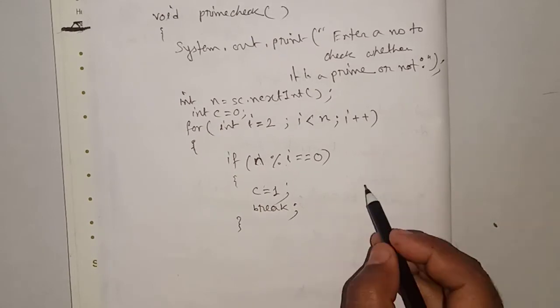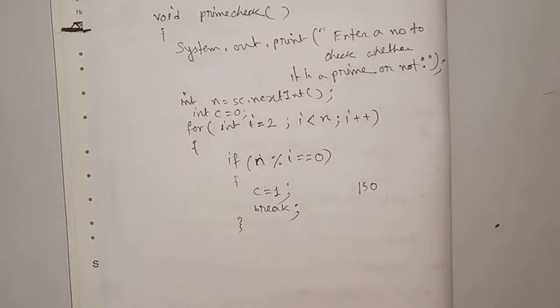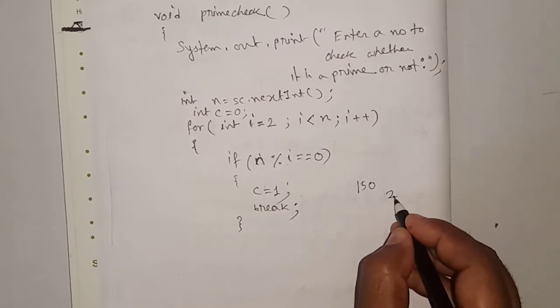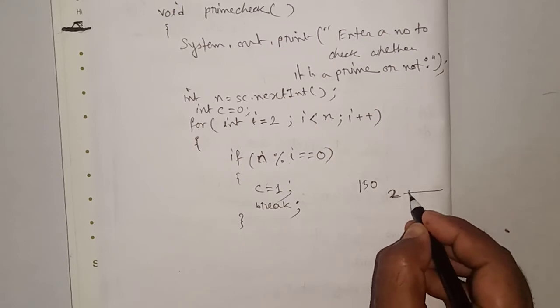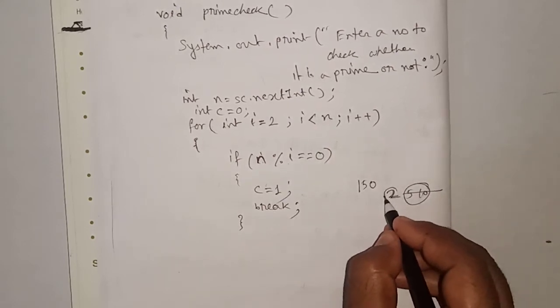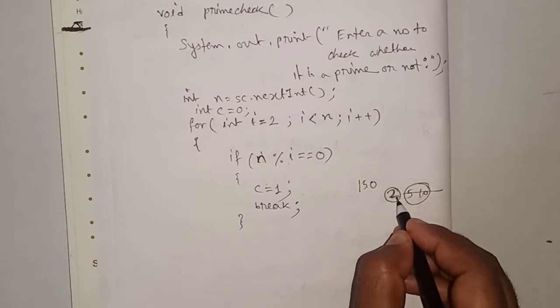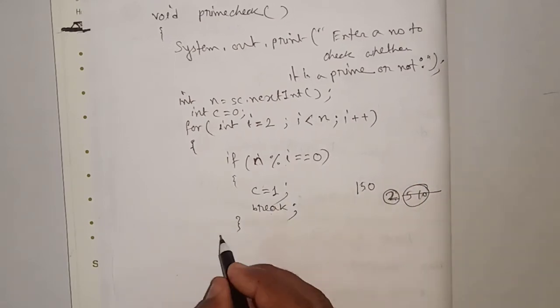Suppose we get 150, it is possible to divide by 2. So why should I check the rest of the numbers? 5 is possible, 10 is possible, but why check these? Once I see this number is divisible by 2, that means it's not a prime number. So we do not move forward, we simply break from this loop.